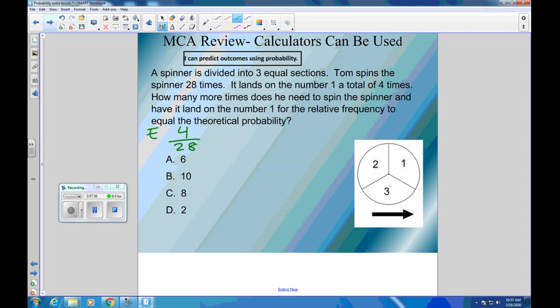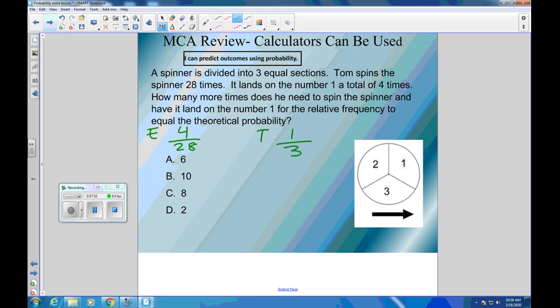How many more times does he need to spin the spinner and have it land on the number 1 for the relative frequency to equal the theoretical? So my theoretical, there's 3 total, and there's only one number 1. So my theoretical is 1/3. Well, 4 over 28 is not equal to 1/3.